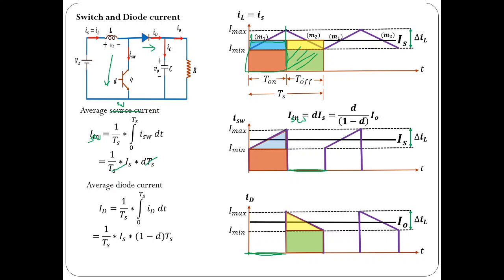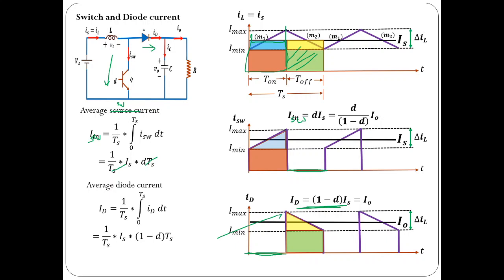So what is that? That is equal to Is into (1 minus D)Ts. So substitute that in this particular equation, and you will get its value, that is, the average diode current value is equal to (1 minus D) into Is. Okay, that is this.